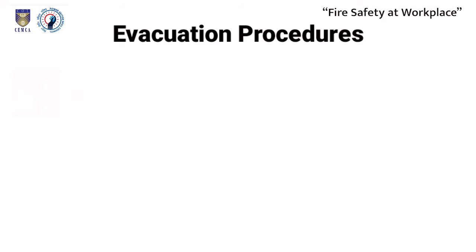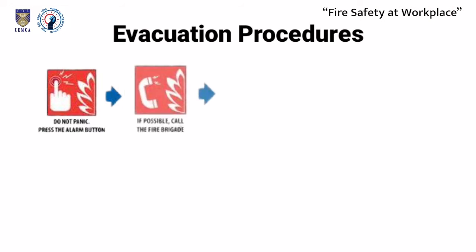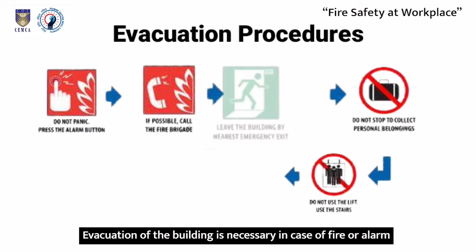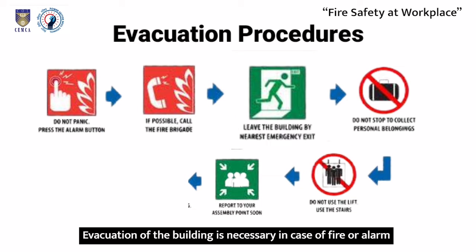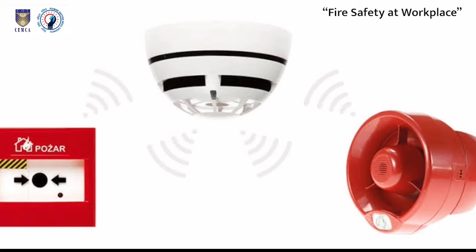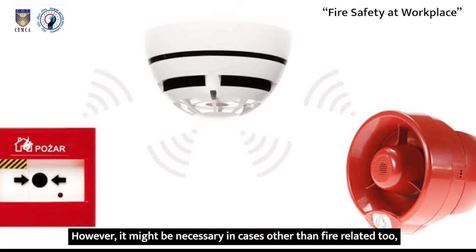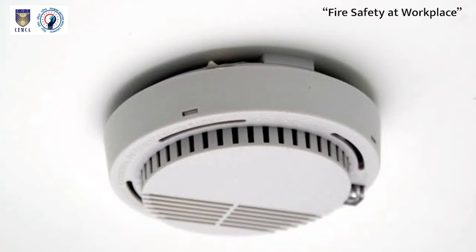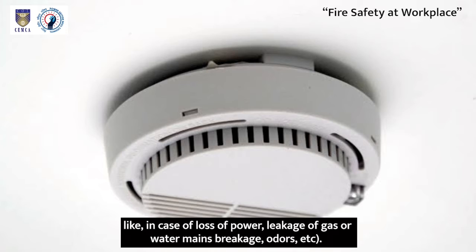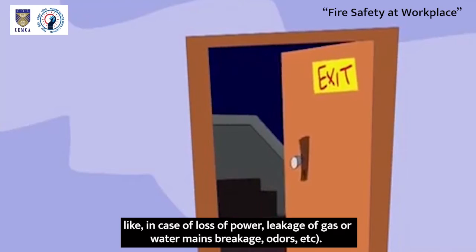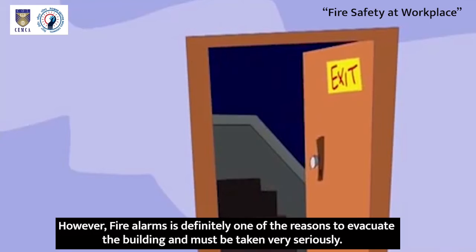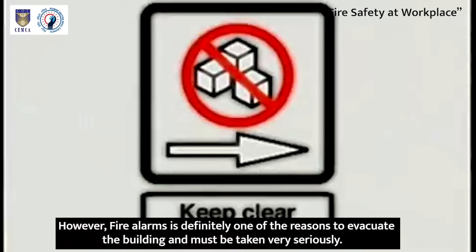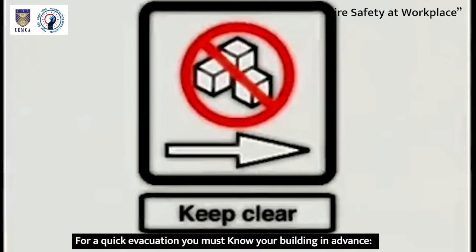Now let us learn about the evacuation procedures. Evacuation of the building is necessary in case of fire or alarm. However, it might be necessary in cases other than fire related too, like in case of loss of power, leakage of gas or water mains, breakage, odors, etc. However, fire alarm is definitely one of the reasons to evacuate the building and must be taken very seriously.